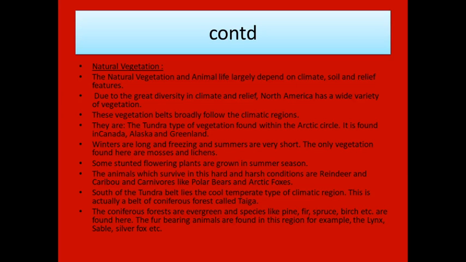South of the tundra belt lies the cool temperate type of climate region. This is actually a belt of coniferous forest called taiga. The coniferous forests are evergreen and species like pine, fir, spruce, birch, etc. are found here. The fur-bearing animals are found in this region, for example, the lynx, sable, silver fox, etc.